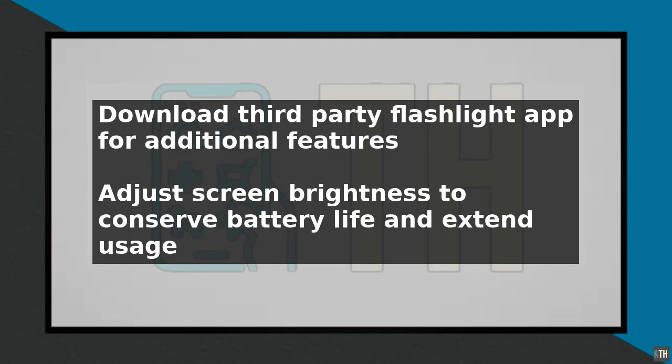In summary, turning on or off the flashlight on an Android device is a straightforward process that can be done through the Quick Settings panel, the Settings app, or a third-party app. By following these steps and using the flashlight feature responsibly, you can get the most out of your device.